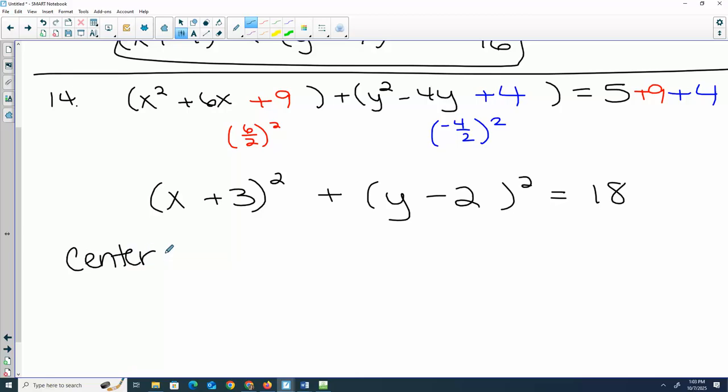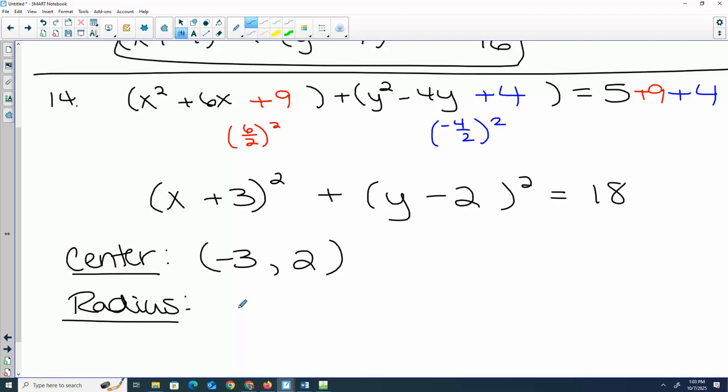The center. Think of it as what makes the inside of this parenthesis 0? What would make x plus 3 equal 0? What makes y minus 2 equal 0? Your radius. 18 is r squared. So we have to do the square root of 18, which would break down into 3 radical 2. So that was completing the square.